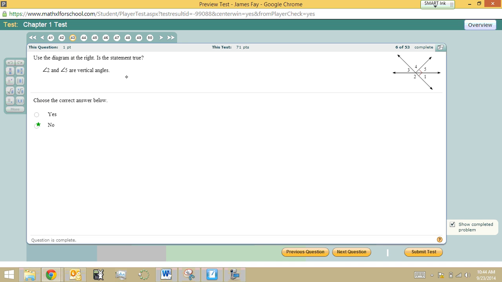Use a diagram. Is this statement true? 2 and 5 are vertical angles? No. The rays that form angle 2 are not opposite rays of the rays that form angle 5. So now remember, think about vertical angles. They look like reflections of one another. 2 does not look like a reflection of 5 in that question.